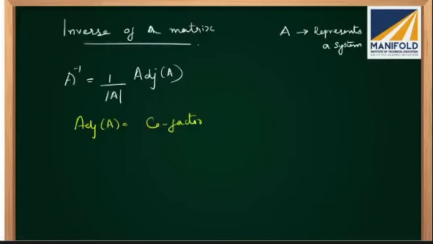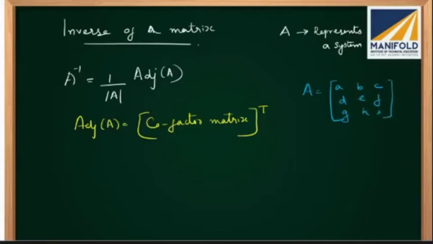So transpose of cofactor matrix. We take the cofactor matrix and then find the transpose of that. So we'll take an example of how to get the cofactor of a matrix. Suppose I have a matrix. Let us say A is given by A, B, C, D, E, F, G, H, I.